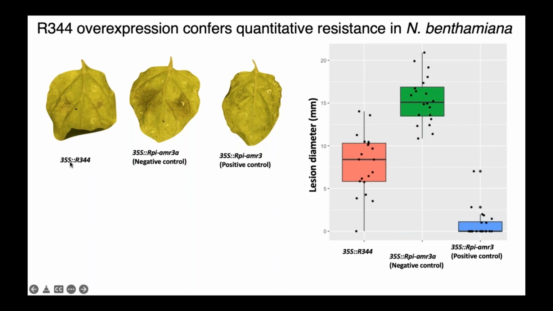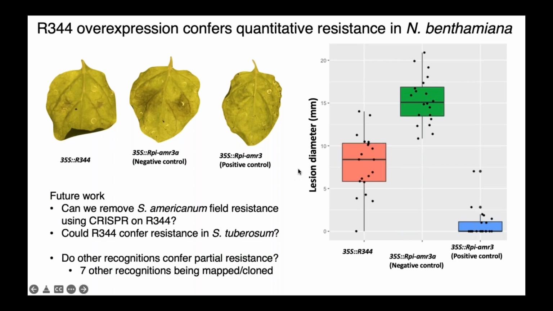And then when we have receptor 344 overexpressed in benthamiana, you can see that there is some lesion development, but this is far less than the negative control. And you can see the quantification of this on the right. So we've measured lesion diameter on various leaves expressing each of these constructs. And you can see that for receptor 344, the lesion size is smaller than the Rpi-amr3A control.